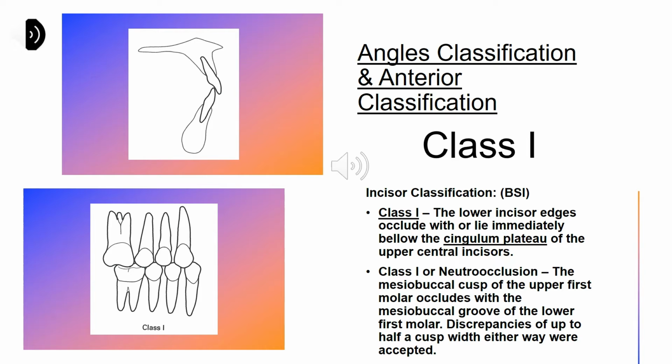The second type would be the BSI, which is the British Standards Incisor classification. This classification is used to identify incisor relationship. And as illustrated in the diagram, the Class 1 classification would be where the lower incisor edge occludes with, or lies immediately below, the cingulum plateau.